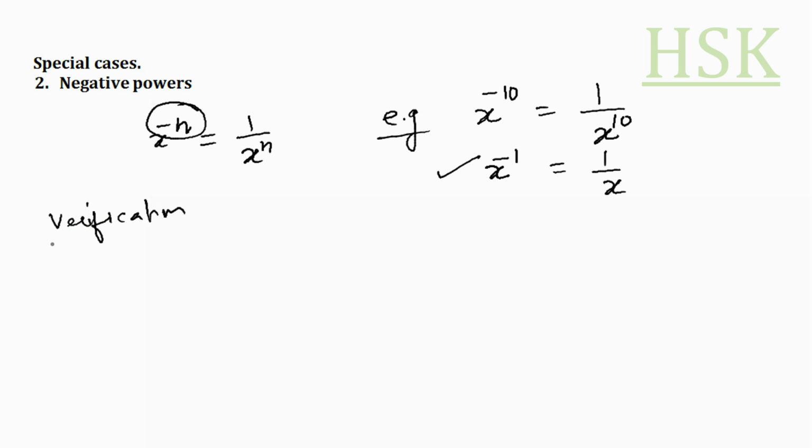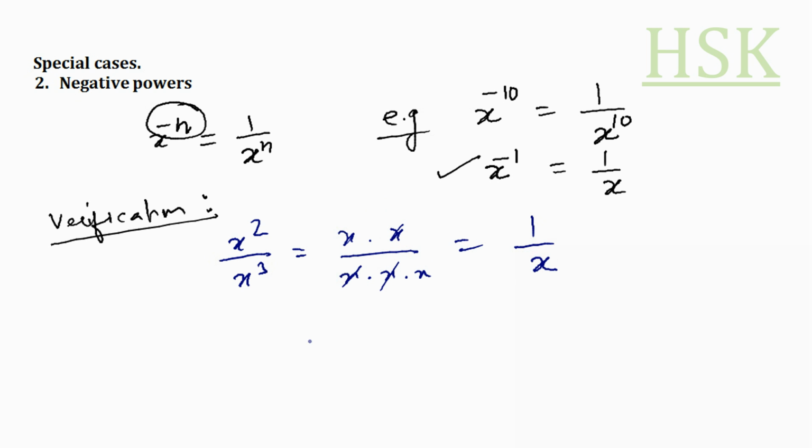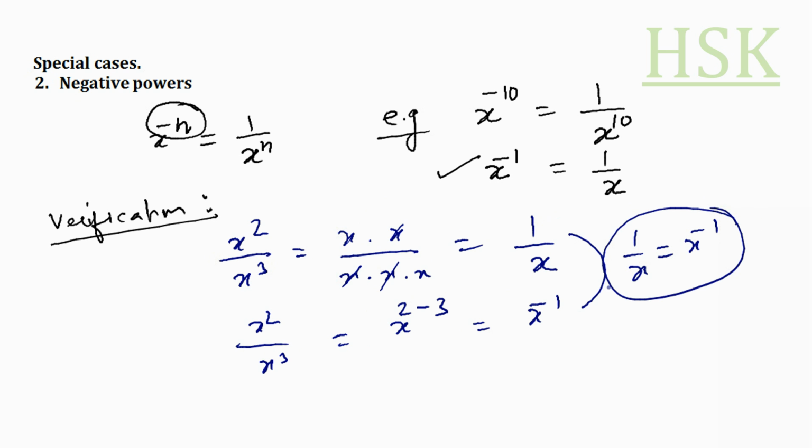For verification, what I do here, I take x square upon x cube. This can be written as x into x upon x into x into x. This x cancels out, x cancels out, so this will be equal to 1 upon x. Again, x square upon x cube is equal to x to the power of 2 minus 3, or x to the power of minus 1. So this implies that 1 upon x is equal to x to the power of minus 1.